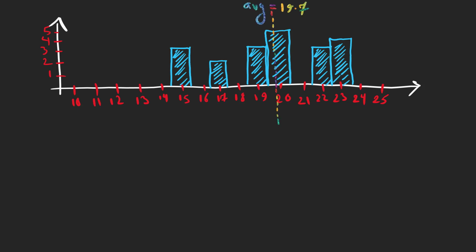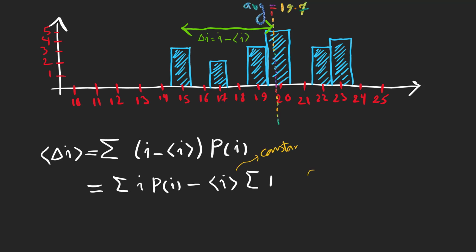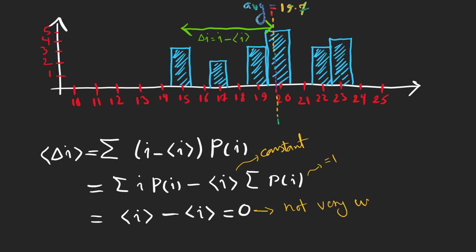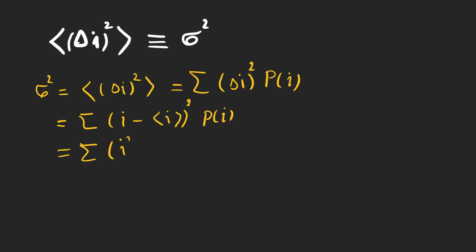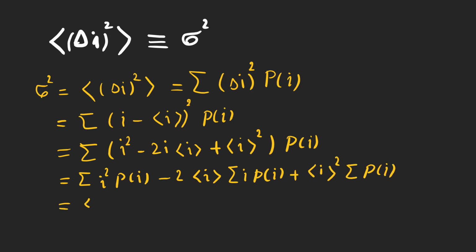To talk about the data distribution, we might want to calculate how much our data is deviated from the average by finding the distance between each individual point and the average, and summing over the distances with weights, but as you can see, it's 0 and not very useful. Instead of measuring the average of delta I, it is more useful to calculate the average of delta I squared. We denote it by sigma squared. And as you can see, it is easier to use this formula instead.